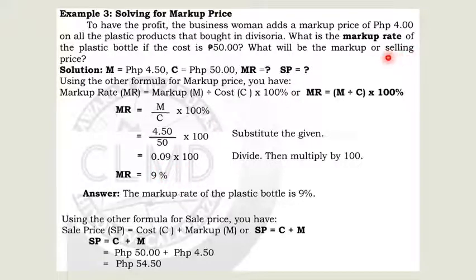So, paano naman kunin yung selling price? So, madali lang siya. So, para makuha yung selling price, i-add nyo lang yung cost at saka yung markup. So, 50 plus 4.50. So, 50 pesos plus 4 pesos and 50 centavos. So, magkano yung total? 54 pesos and 50 centavos. So, yun na yung halaga noong plastic bottle after nating ma-applyan ng 9% markup rate.